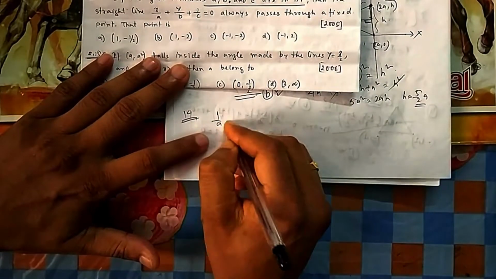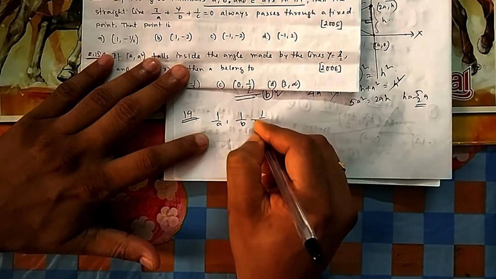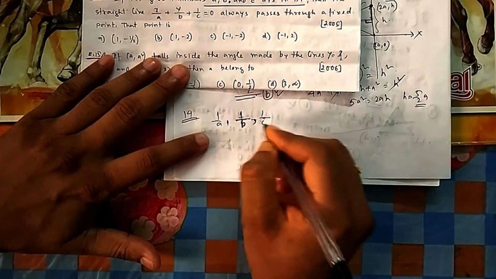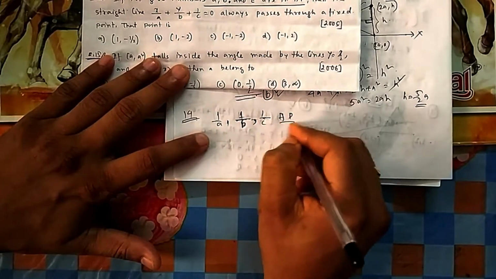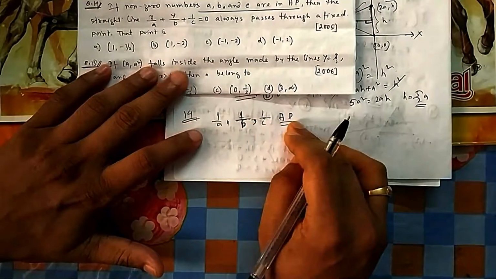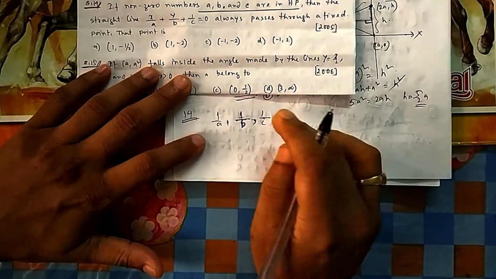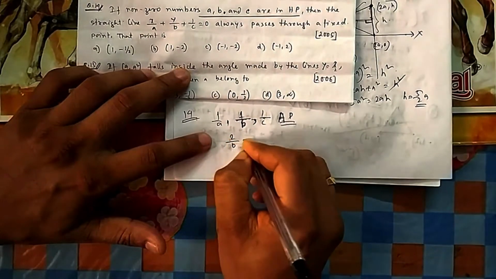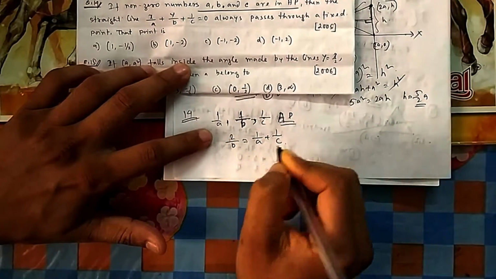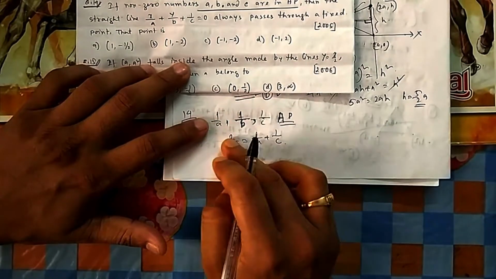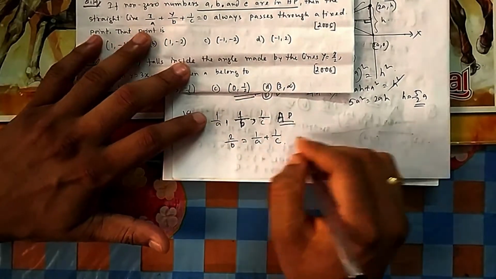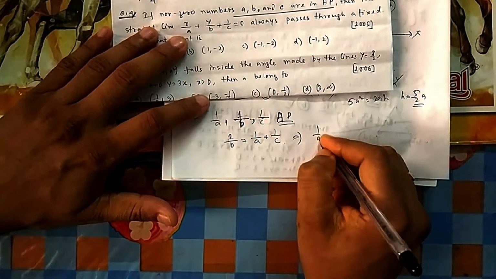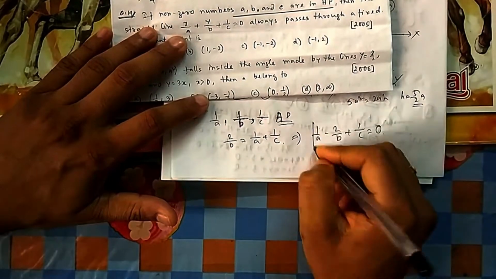Because a, b, c in HP, that means 1/a, 1/b, 1/c are in AP. Those who have not solved till now, you just remember this one. The reverse of this one is HP, so the inverse of HP becomes AP. So if this is AP, then what is the condition we know? This minus this equal to this minus this, or twice of this one equal to this. So if you simplify it, if you write it in this way, because you can see 1/a, 1/b, 1/c is there, so this is satisfied.